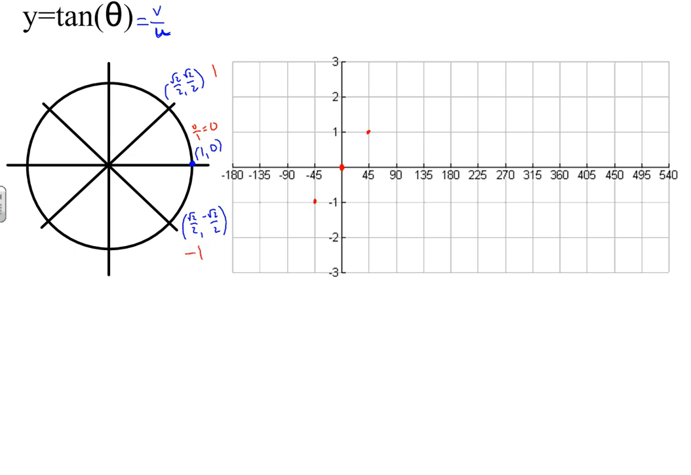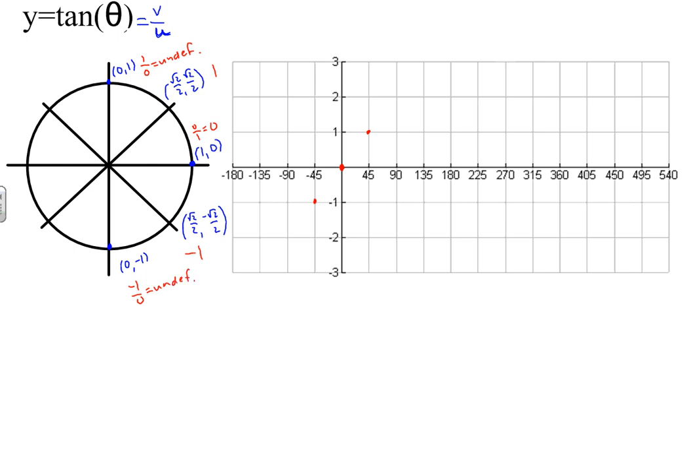Okay. And then let's look at 90 and negative 90. At 90 degrees, the coordinates are 0, 1. So if I do v over u, I get 1 over 0, which we know is undefined. And the same thing happens down here at negative 90 degrees. This is 0, negative 1. And if I do negative 1 over 0, that's undefined also.